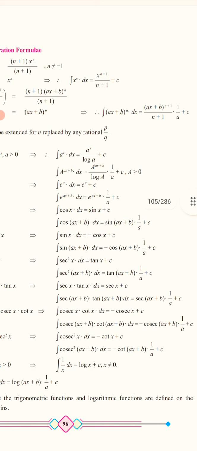Integration of cosec x cot x dx is minus cosec x plus c. Integration of cosec of ax plus b cot of ax plus b dx is equal to minus cosec of ax plus b into 1 upon a plus c. Integration of cosec square x dx is equal to minus cot x plus c. Integration of cosec square of ax plus b dx is equal to minus cot of ax plus b into 1 upon a plus c. Integration of 1 upon x dx is equal to log x plus c.